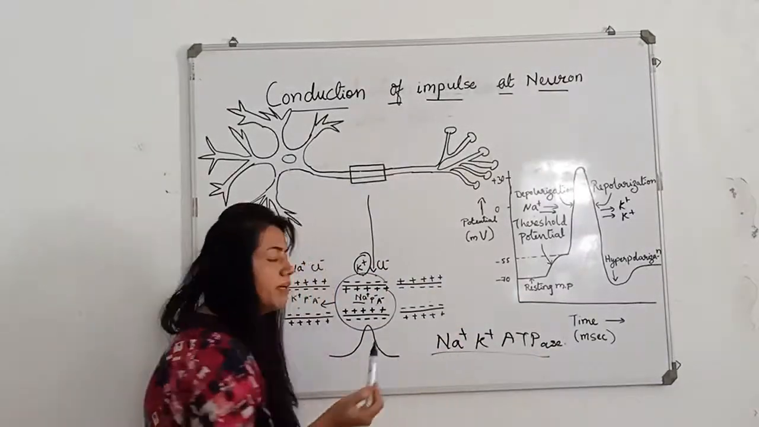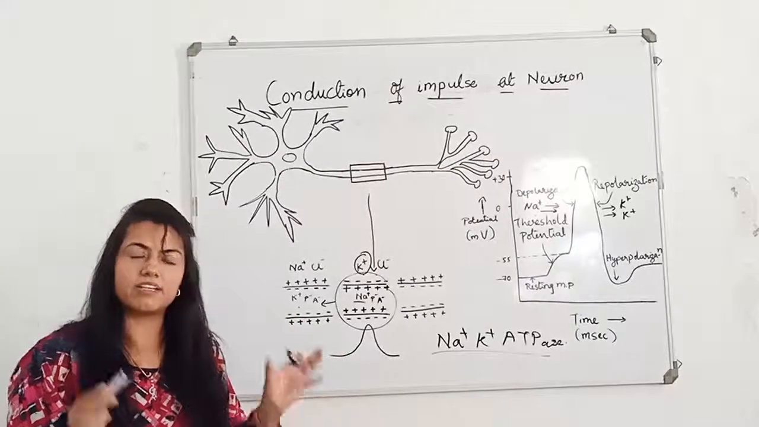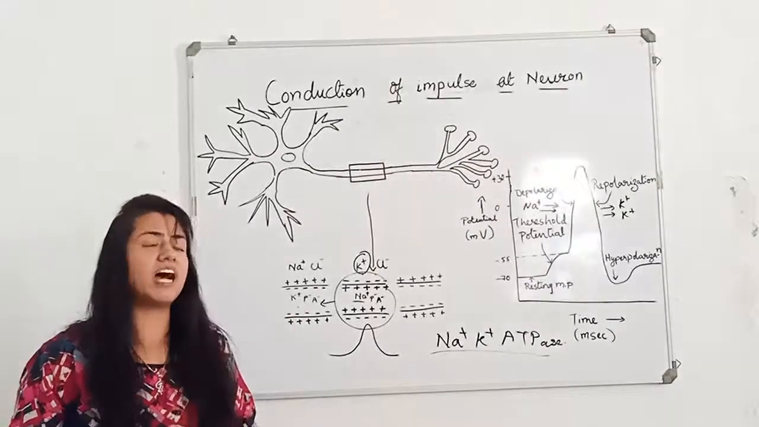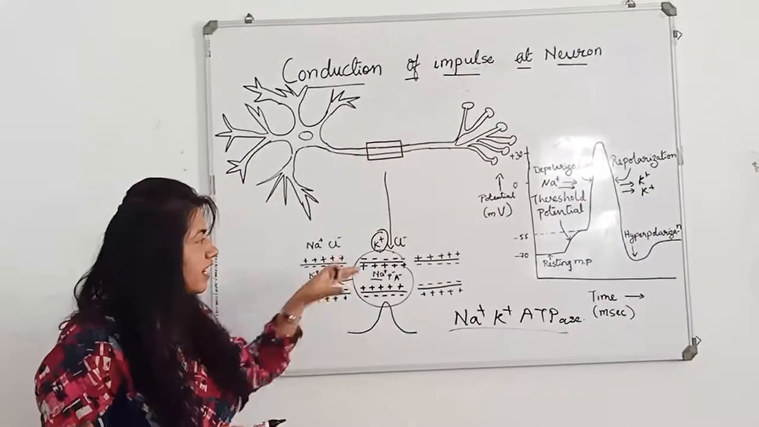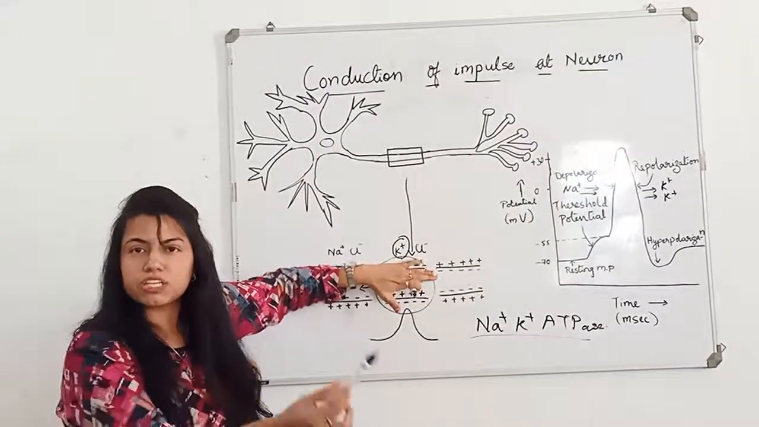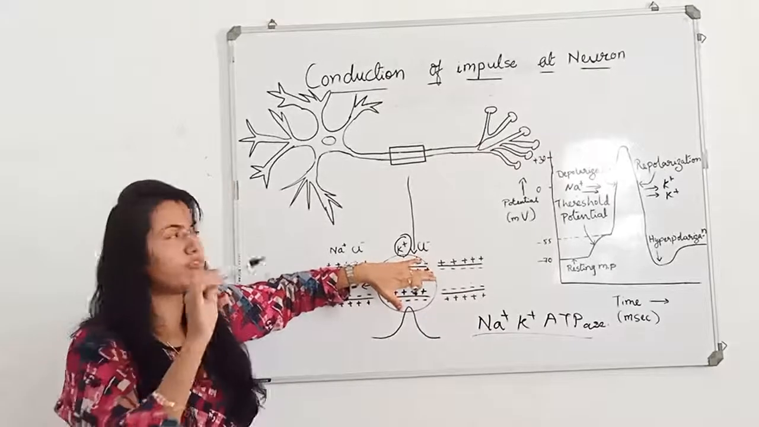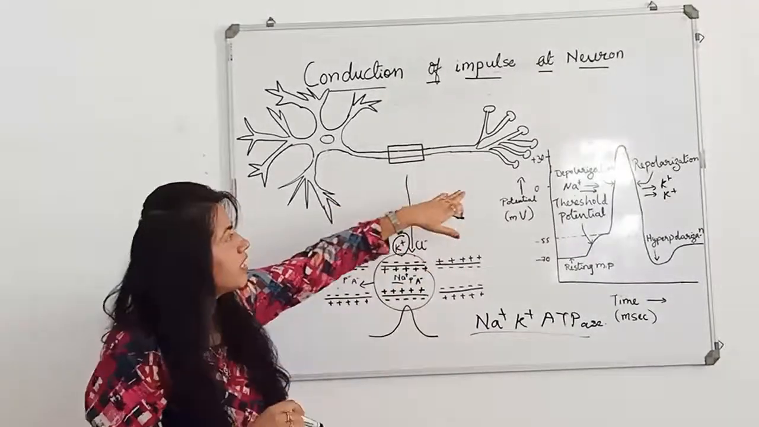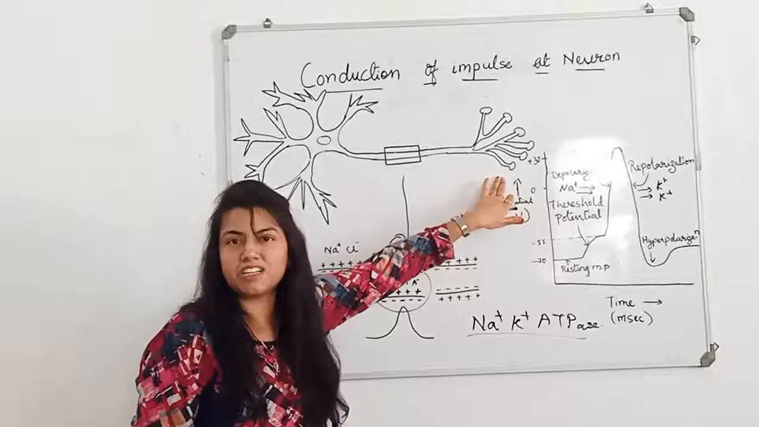Activation of the sodium potassium ATPase pump restores the normal ion level inside and outside, and this will move forward. This will be at refractory. So the signal won't move back, it will move forward. And this is how it reaches the axon terminal.